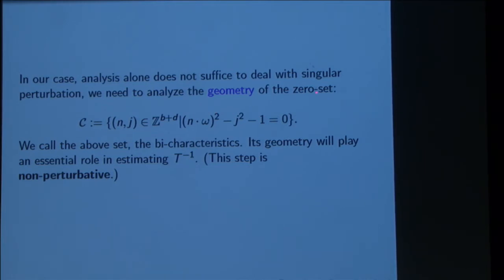And we need to analyze the geometry of the zero set, right? What is bad is when the diagonal is 0. Otherwise, there's no problem, okay? We call the above set the bicharacteristics. Why bicharacteristics? Because this factorizes into two terms. And its geometry will play an essential role in estimating T inverse, the geometry of the zero set. And this step is non-perturbative, so there's no perturbation here.